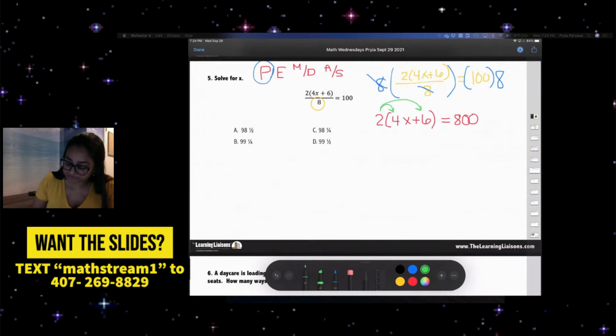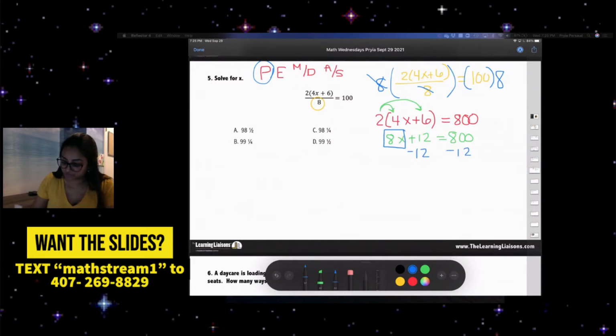2 times 4 is going to give us 8x. And then we have 2 times 6. 2 times 6 is going to be 12. That's going to be equal to 800. All right, what's our next step? We still need to solve for x, so what else is on that side that we don't want over here? Well, 8x is together, so let's move over that 12.